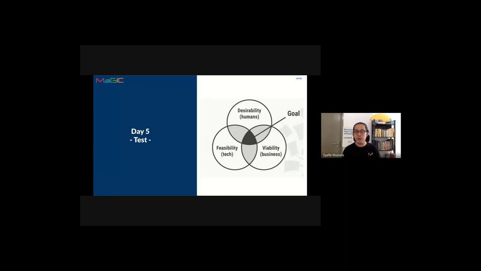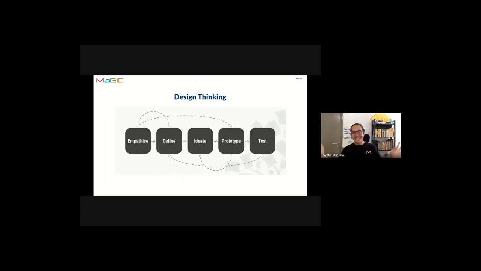Right, and then viability, business. Do we have enough capital to do it? Do we have enough resources to market this if we manage to cover desirability and feasibility? You have to find that sweet spot, and design thinking can actually help you solve all this, right? And that's basically it. I managed to encapsulate design thinking in less than 40 minutes. That's because I've done this for a couple of years.